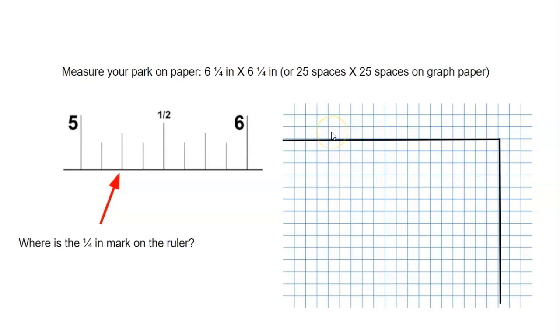Or if you're doing it on a white sheet of paper, you're going to want to measure with your ruler 6 1/4 inches by 6 1/4 inches. On the ruler itself, if you look over here at our diagram of inches, we have 5 to 6. The 1/4 inch is in between the 5 and 5 1/2, so right in there. So with your ruler you would measure over to 6 and then over to the 1/4 inch and then down, back and across to make your square.